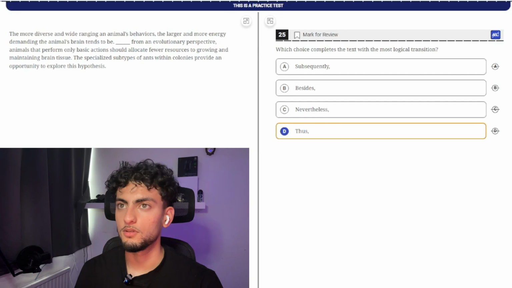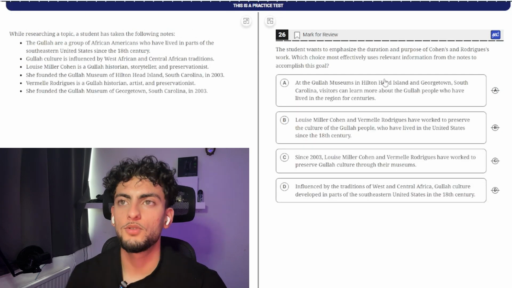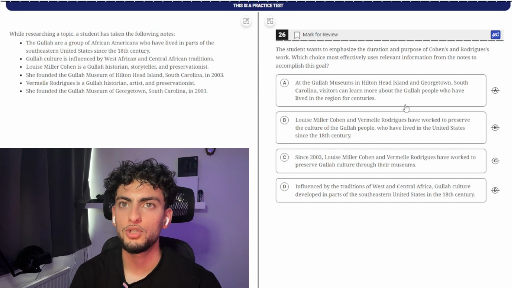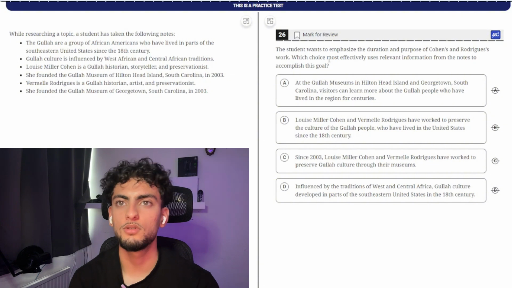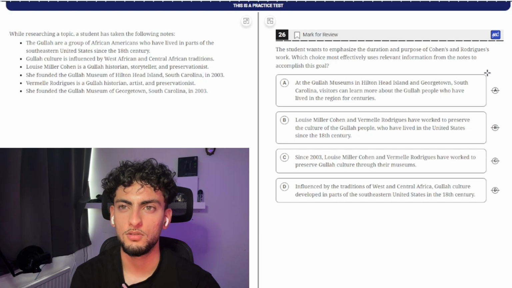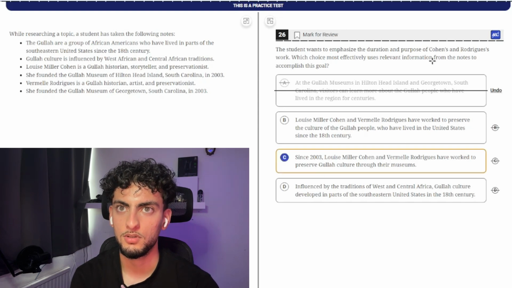Thus, the student wants to emphasize the duration and purpose of Cohen and Rodriguez's work, which most effectively uses relevant information from the notes to accomplish this goal. So we want to emphasize duration and purpose. This doesn't talk about duration. That talks about duration. Does it talk about purpose? Yes, it does.